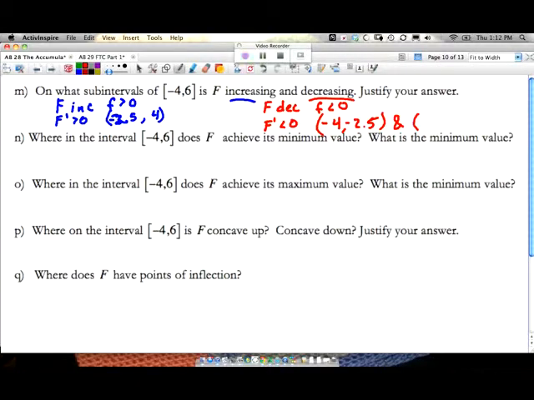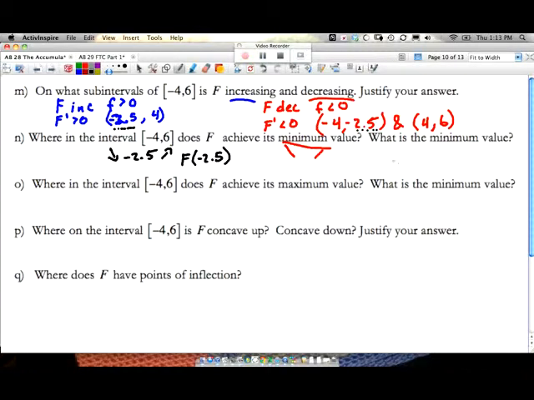And also from 4 to 6. All right, where does f achieve its minimum value? So remember, minimum is when we change from decreasing to increasing. And is there any time when that happens? And there is actually, right here at negative 2.5, because we were decreasing before it, and we were increasing after it. So I need to figure out what's capital F of negative 2.5.